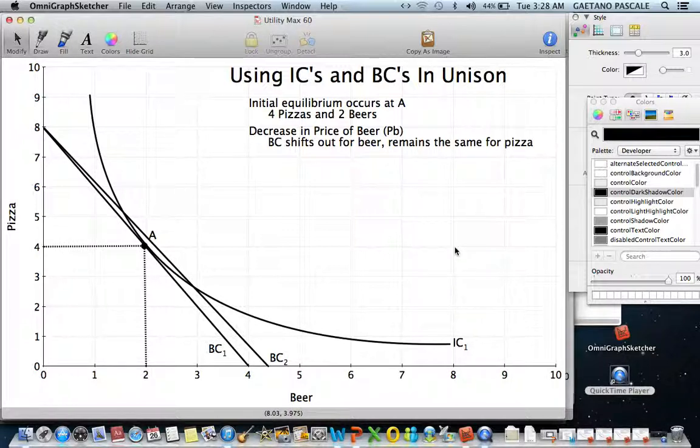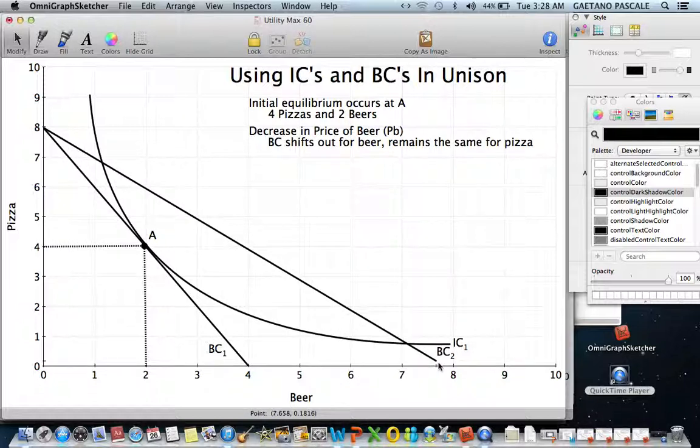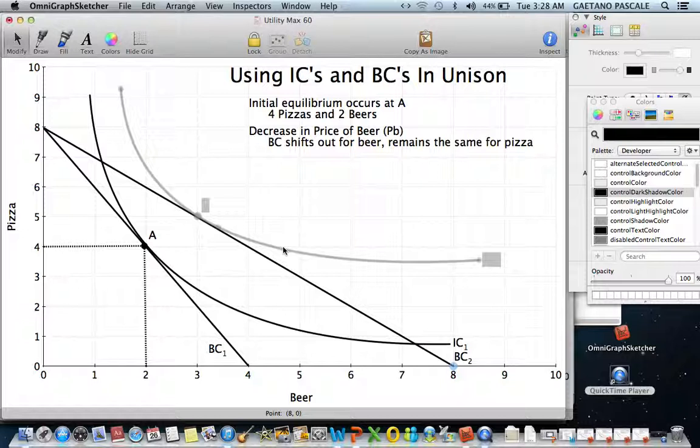If we lower the price of beer, the budget constraint will rotate out and will move out. Let me get that right. We'll move out and rotate outward in this fashion. So here's our new budget constraint, and now we have to get to the indifference curve that's just tangent to that budget constraint.